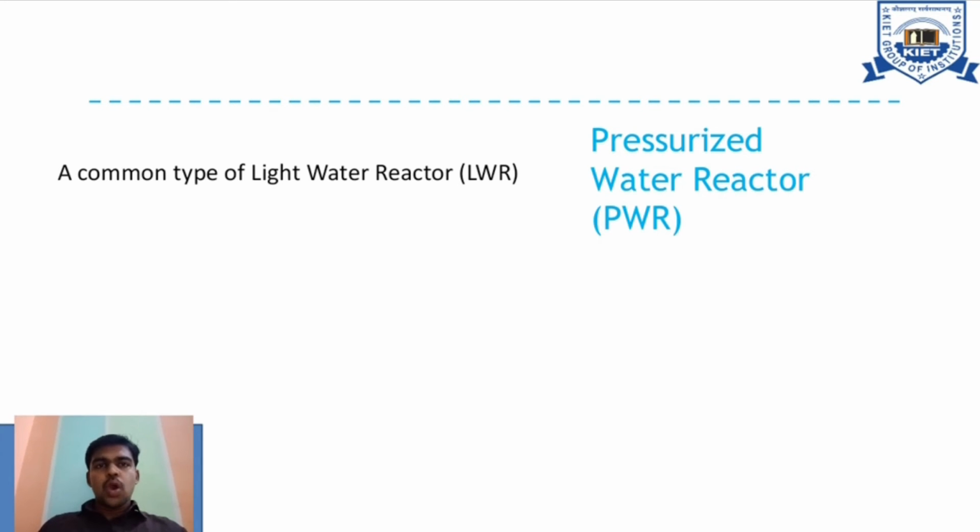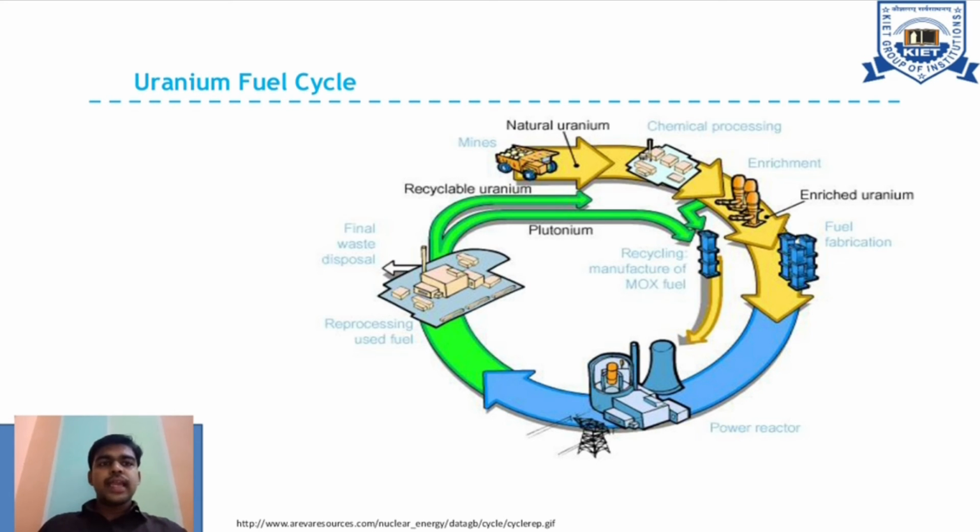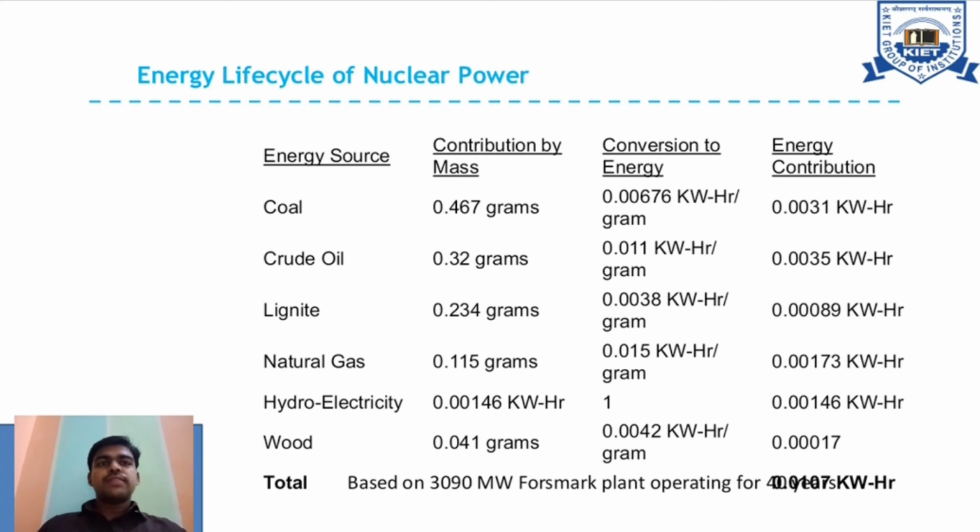Here comes a common light water reactor, the pressurized water reactor. This is the diagram showing the uranium fuel cycle. Overall, recyclable uranium, plutonium, chemical processing, enriched uranium, and the energy life cycle of nuclear power are all involved, based on the overall energy source, the contribution of mass, and conversion to energy, depending on various sources: coal, crude oil, lignite, natural gas, hydroelectricity, wood. Depending on this, we consider the various contributions, from the mass to the energy, in this energy life cycle of nuclear power.